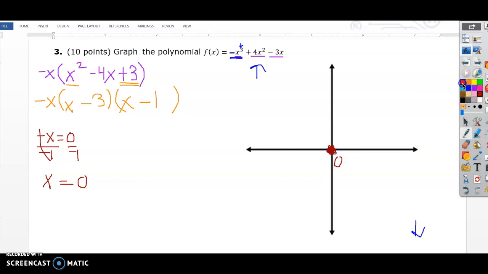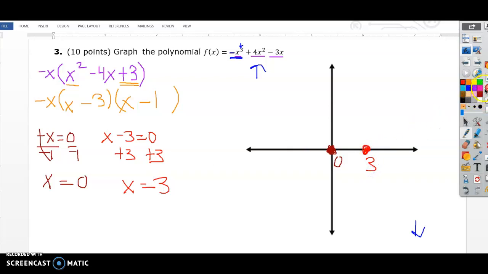Okay. And then I'm going to do my next factor, which is x minus 3. So x minus 3 is equal to 0. I'm going to solve for x, so I'm going to add 3 to both sides. So my next zero is x equals a positive 3. So I'm going to put a positive 3 right here.